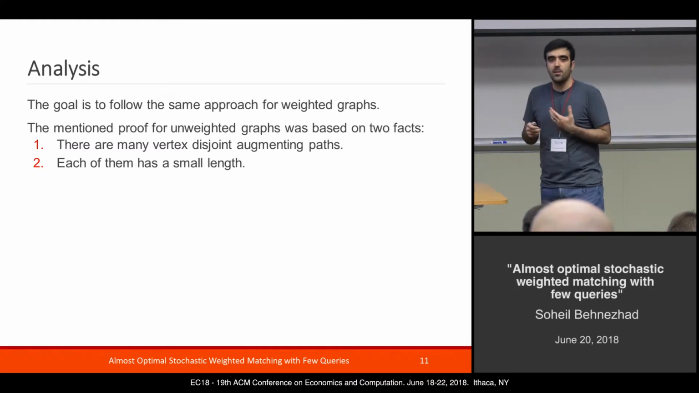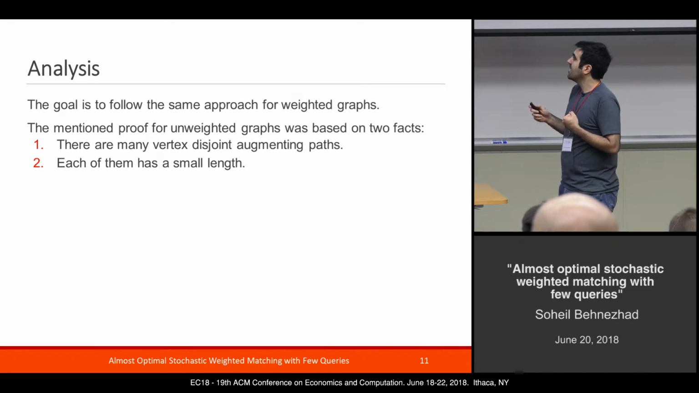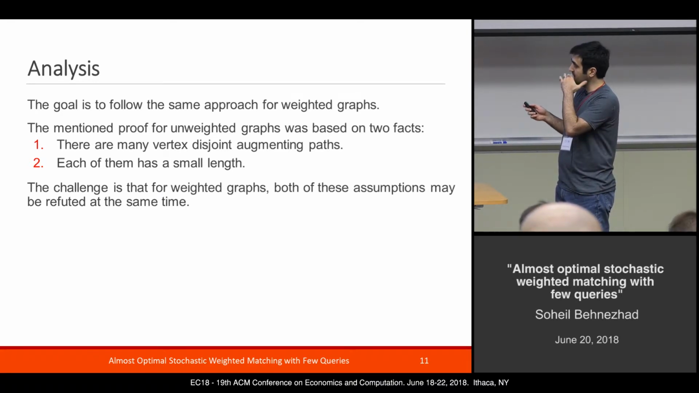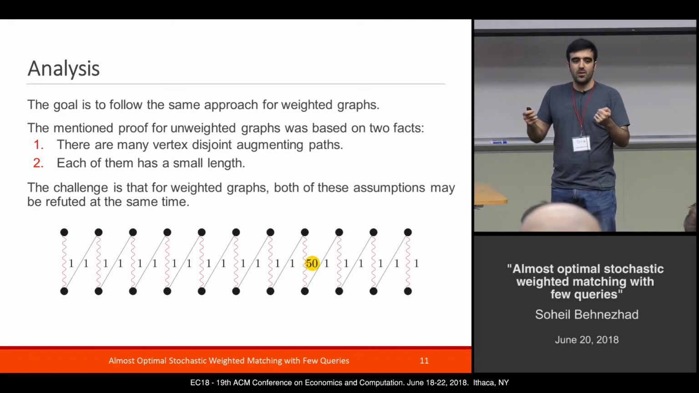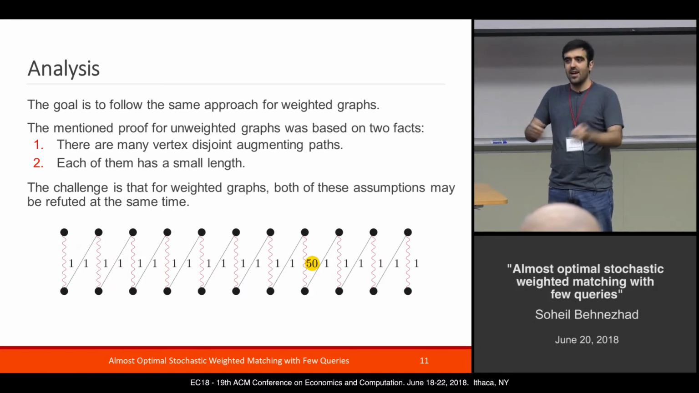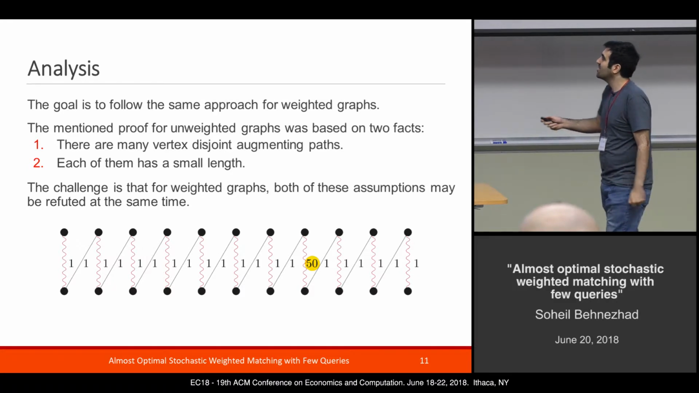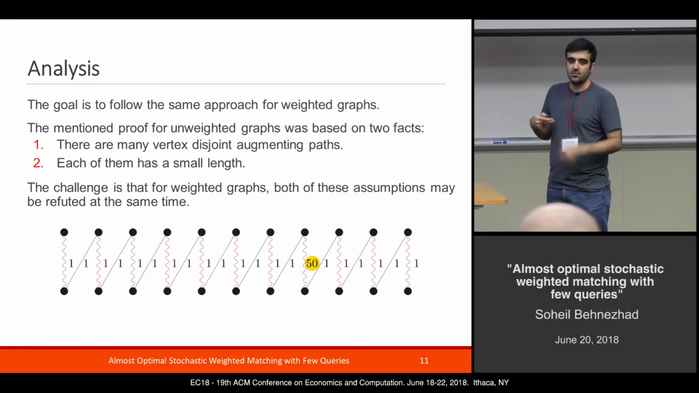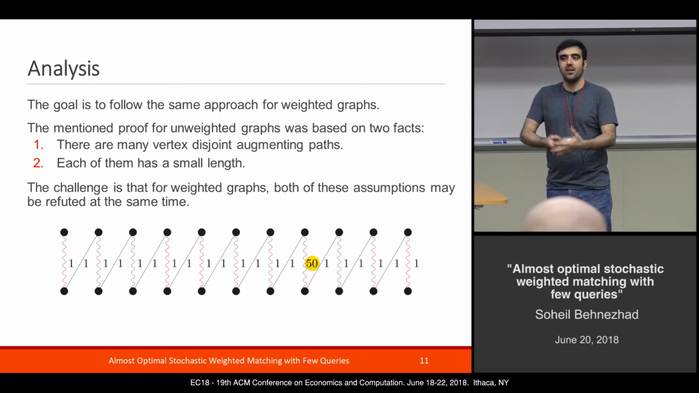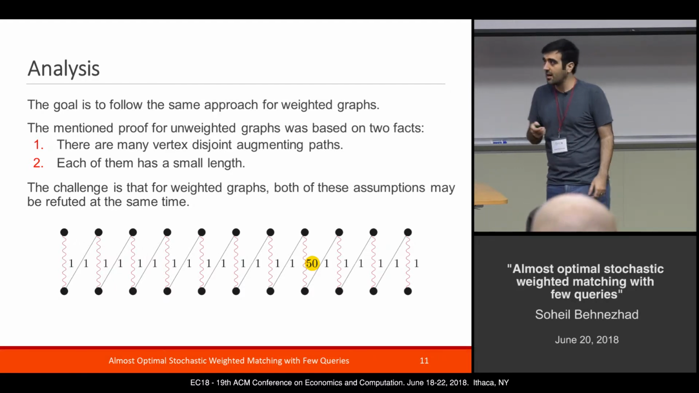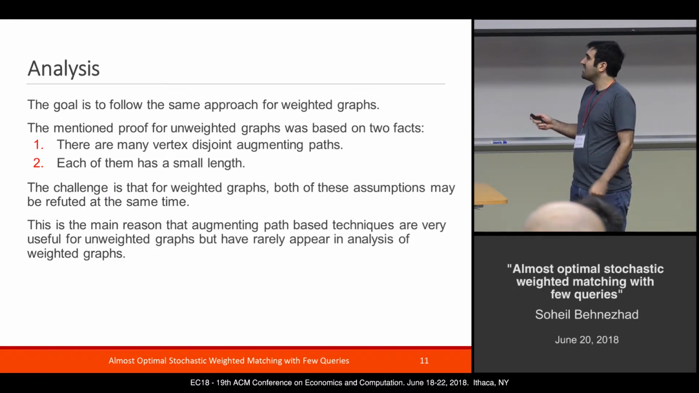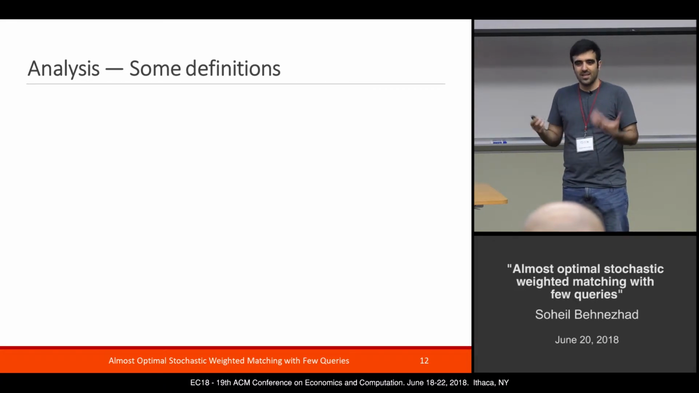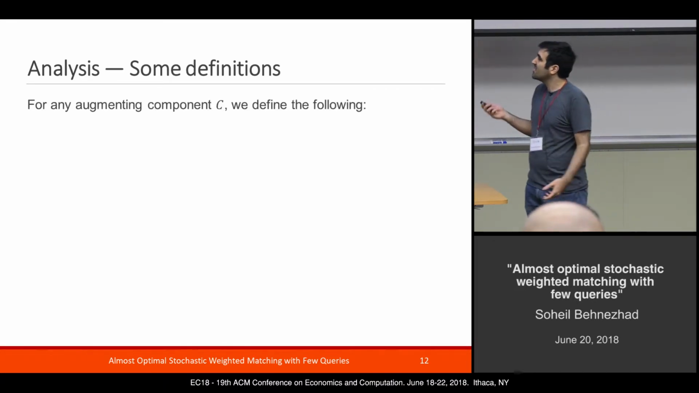Our goal is to follow the same approach for the weighted graphs, and this is why we get a similar bound. But the problem really is that in weighted graphs, you may end up with only one augmenting path that's really long and has a really large difference between the two matchings, right? So the argument of having a lot of small augmenting paths does not really carry over to the weighted graphs. And this is one of the reasons that augmenting paths are not really used for weighted graphs in the literature.